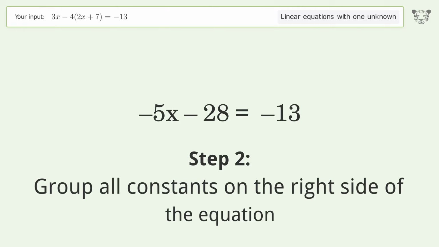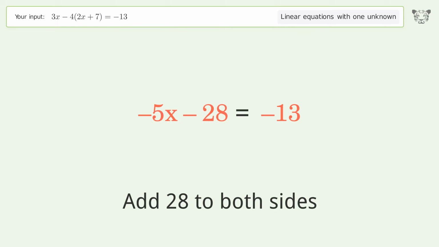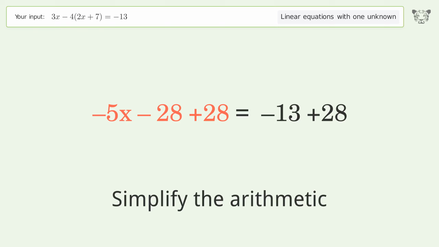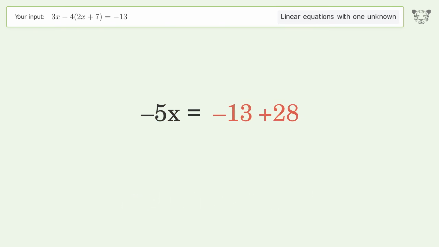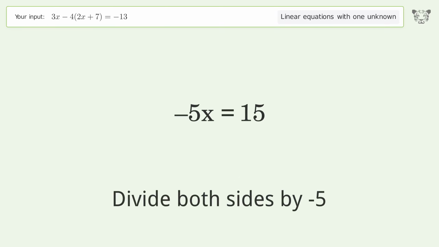Group all constants on the right side of the equation. Add 28 to both sides. Simplify the arithmetic. Isolate the x. Divide both sides by -5.